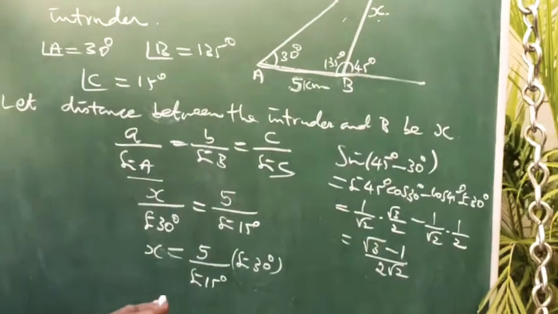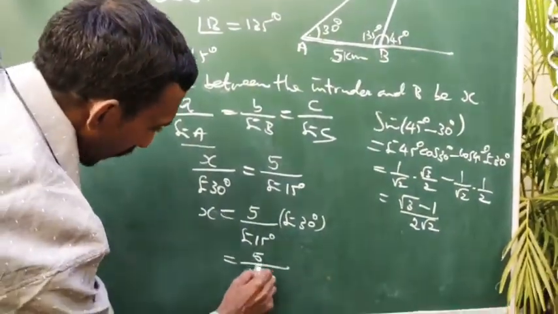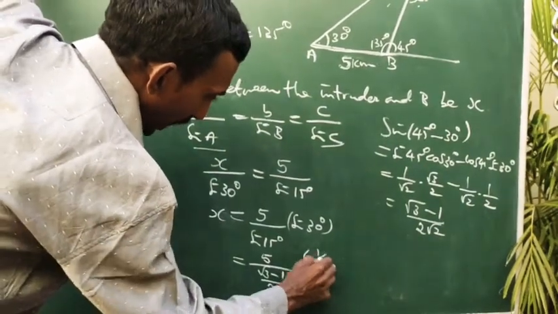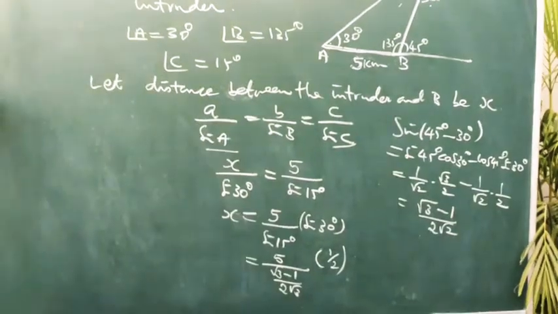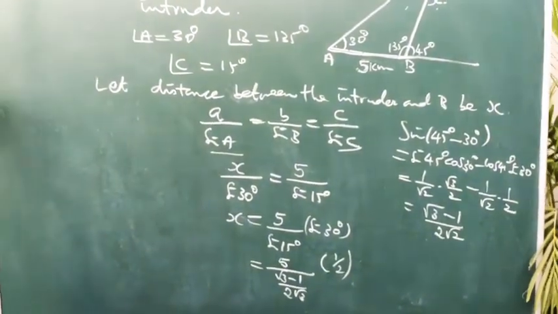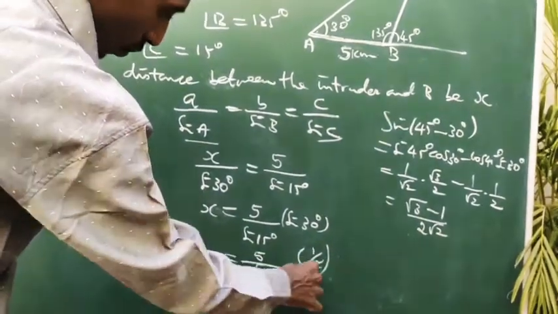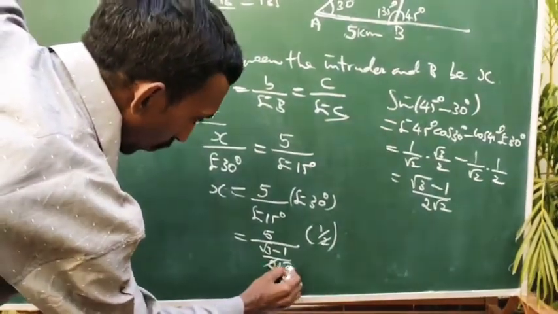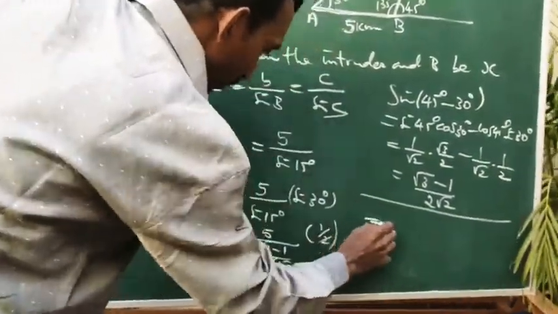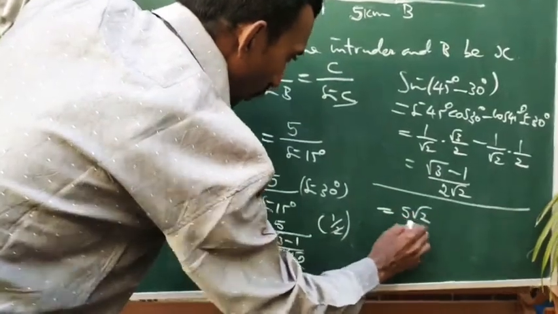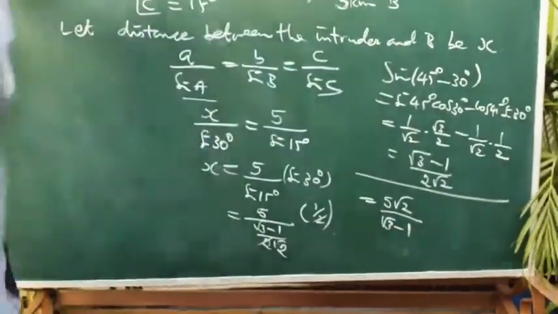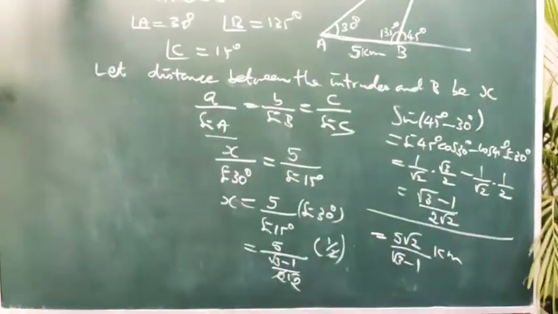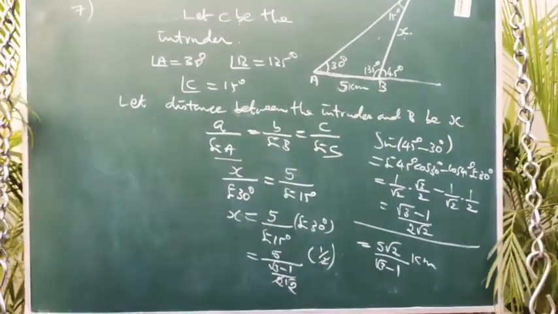Okay, so put the value. So 5 by root 3 minus 1 by 2 root 2. Here, sine 30 is 1 by 2. So cancelling those values, this 1 by 2 goes to the numerator. Sorry, not 2 root 2. So we are getting the answer 5 root 2 by root 3 minus 1 kilometers. So that is the distance between the intruder and the soldier B.